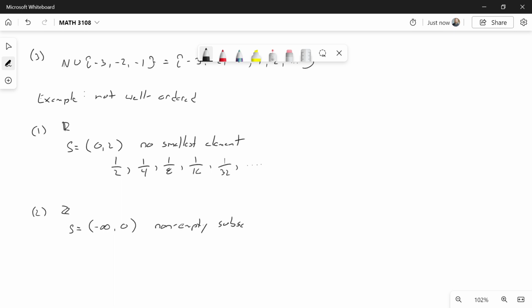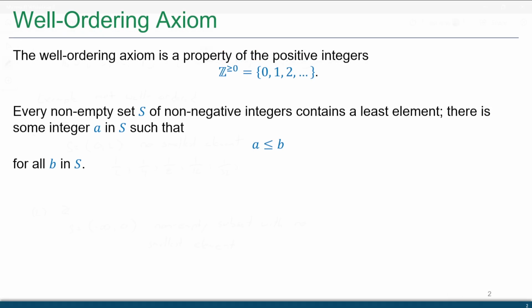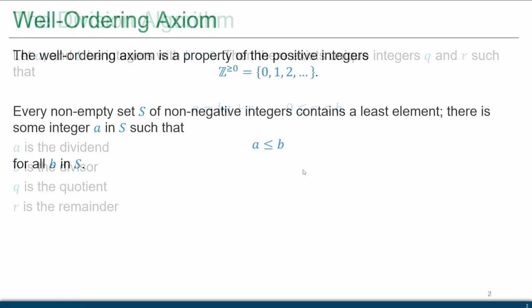Or I should say subset to be correct, with no smallest element. There we go. All right, so that's the well-ordering principle. We've seen examples now of where this works, where this doesn't work. What's an application that we get from this? Well, let's go back to my whiteboard, or my slides here.